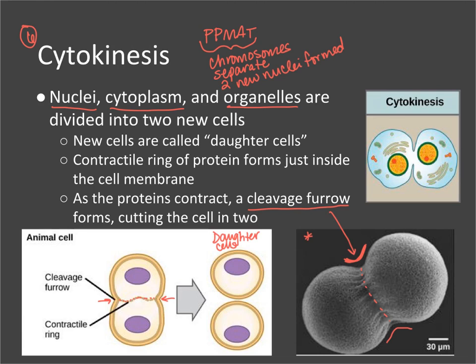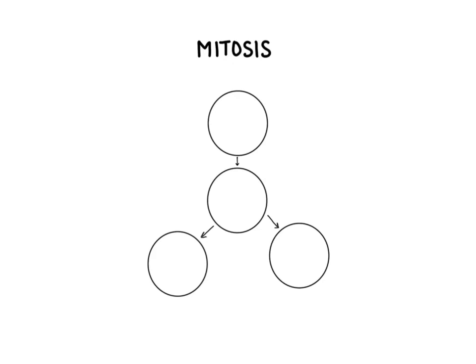So the cleavage furrow is this pinched in area that ultimately ends up cutting the original cell into the two daughter cells. I like to use this diagram to summarize what happens during mitosis. And in reality, this diagram also shows you what's happening during interphase as well. So this first circle represents a cell in interphase. And remember, in interphase in humans, the cell has 46 total chromosomes, which we can also say is 23 pairs of chromosomes.